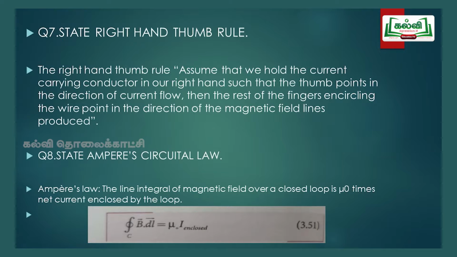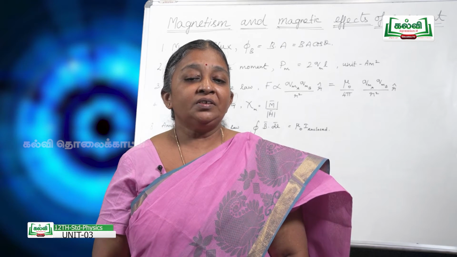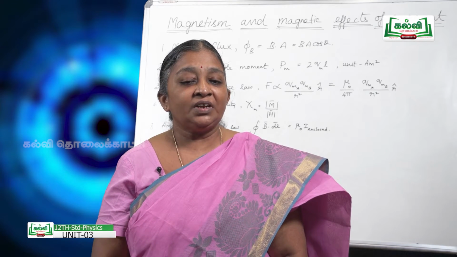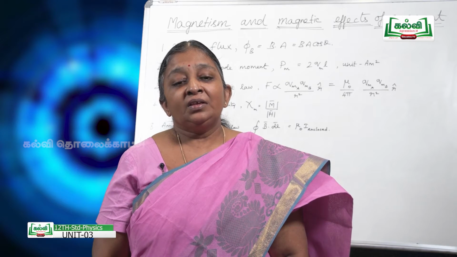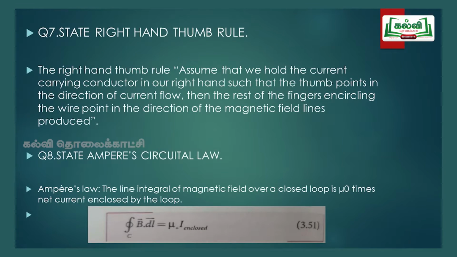The next question is state Ampere's circuital law. This is a similar law to the one we studied in the first chapter, electrostatics, that is Gauss law. Similar to Gauss law, we have a law here, that is Ampere's circuital law. The line integral of a magnetic field over a closed loop is mu naught times the current enclosed in the loop, and the expression is also given there.